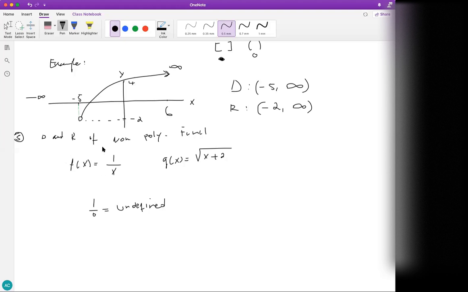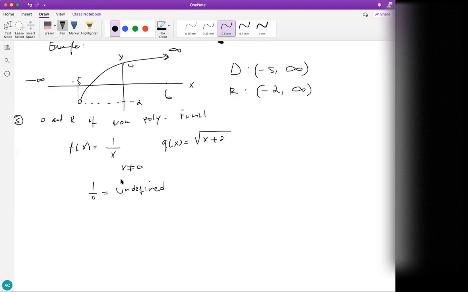Okay. So whenever you have a function like this, and you have some x in the denominator, basically you say the x cannot be 0. In other words, you cannot have 0 in the denominator.